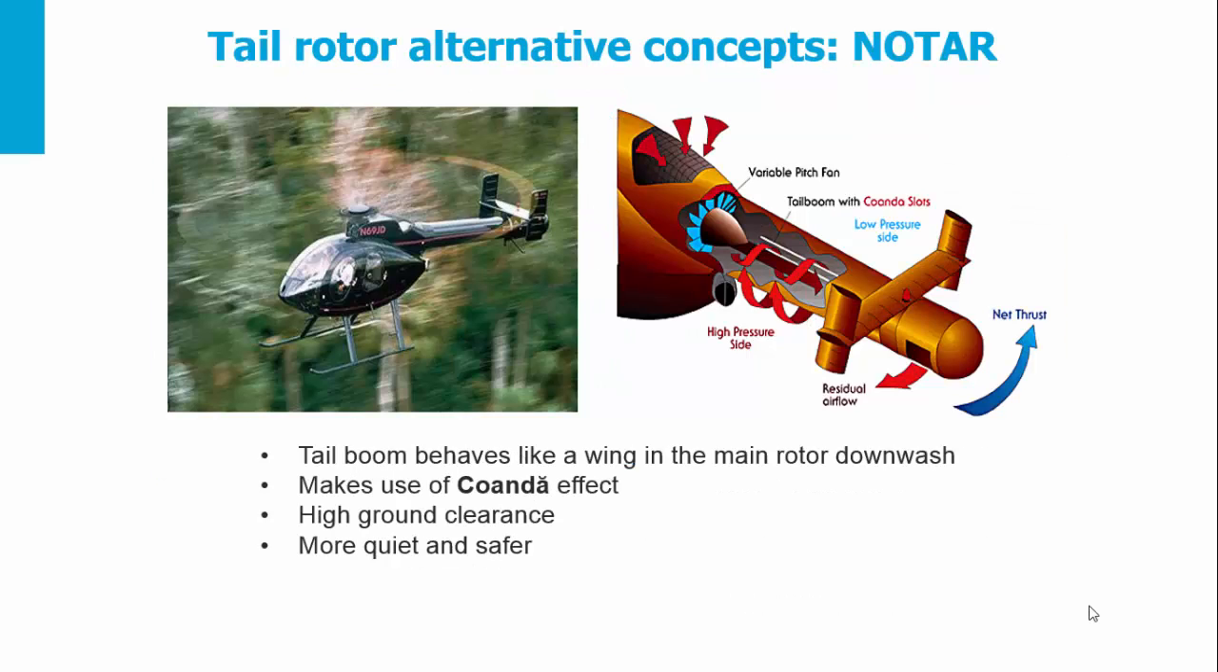Another possibility is the NOTAR, no tail rotor concept. Here you see the MD-500 NOTAR helicopter. In a NOTAR, we have the tail boom behaving like a wing in the main rotor downwash. The NOTAR is using the Coanda effect. The Coanda effect is the tendency of a fluid jet to be attracted to a nearby surface. The NOTAR helicopter has high ground clearance, it is quiet and safer.